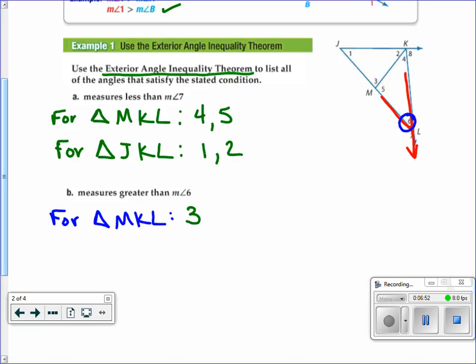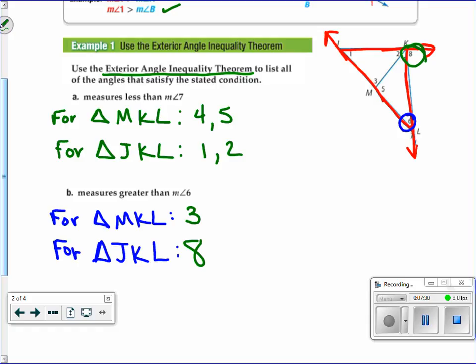And then again, we can also show how it is part of triangle JKL. Six is again an interior angle, and so we want to look at all of those exteriors. We have 7. We don't have 1 out here, there's not one labeled at least, and then we also have 8. So of the ones that are marked, 8 would be my exterior angle, so it would have to be greater than 6.